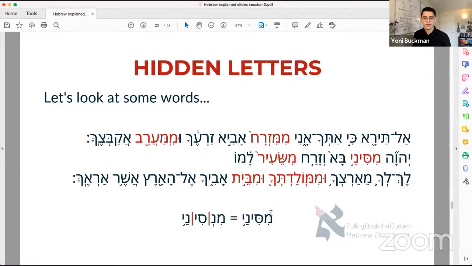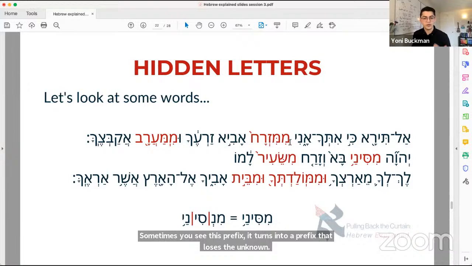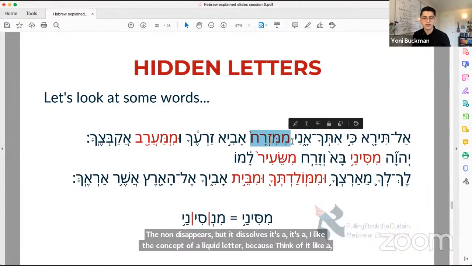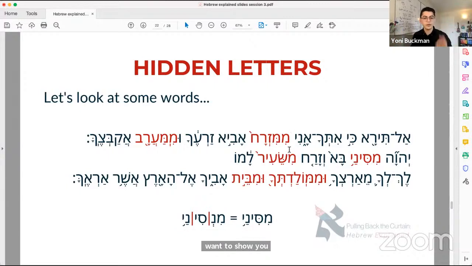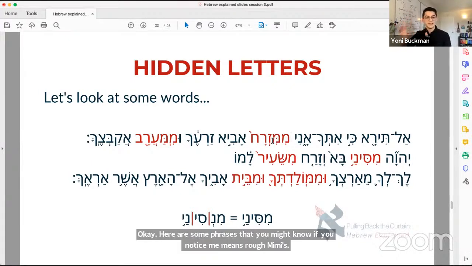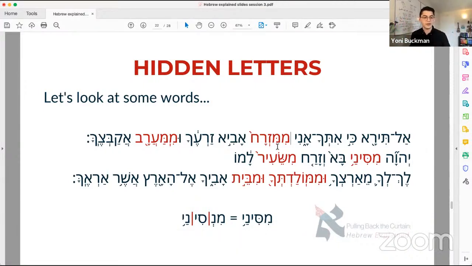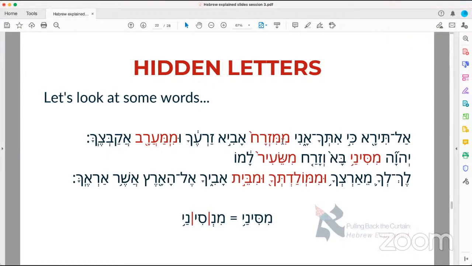So I want to show you an example. Here are some phrases that you might know. If you notice, mi mizrach, this first red one here. Well, what direction is mizrach? I'll give you a hint. The root of this word is zerach, which means to rise, to sprout. So it's a direction. It has to do with the sun. If the root of mizrach is to rise and shine, what direction is mizrach? East. Good. So this means from the east.